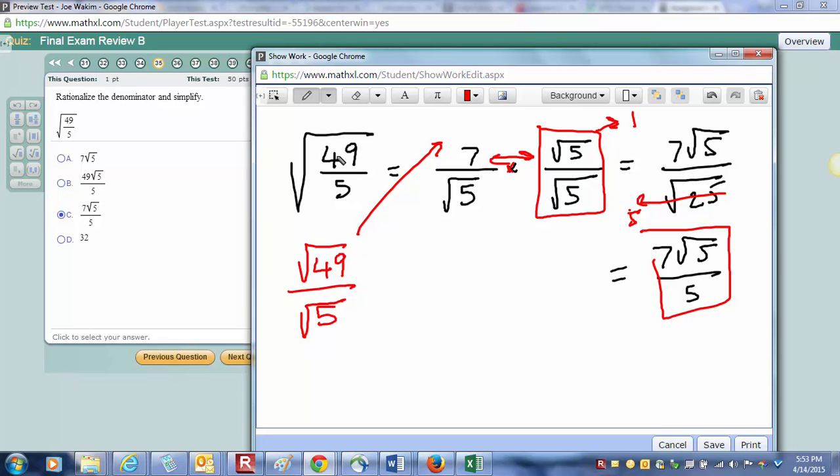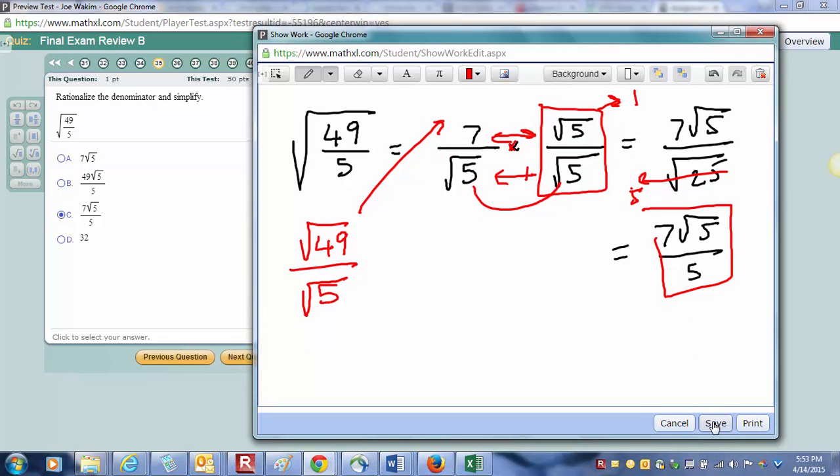So the steps are, it can be simplified to square root of 49 over square root of 5. And square root of 49 is just 7. Now to rationalize, multiply up and down by square root of 5. Straight across, 7 square root of 5. Here you multiply the inside, square root of 25, which is 5. So that would be the final answer, 7 square root of 5 over 5.